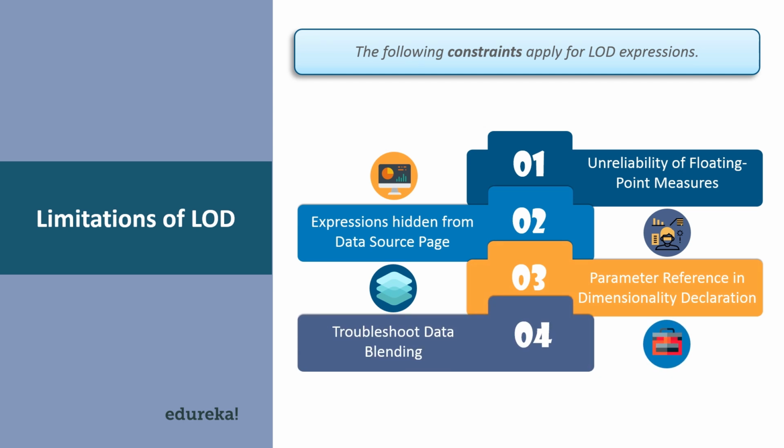And finally, with data blending, the linking field from the primary data source must be in view before you can use a level of detail expression from the secondary data source. In addition, some data sources have complexity limits, and Tableau will not disable calculations for these databases. But query errors are a possibility if calculations become too complex.